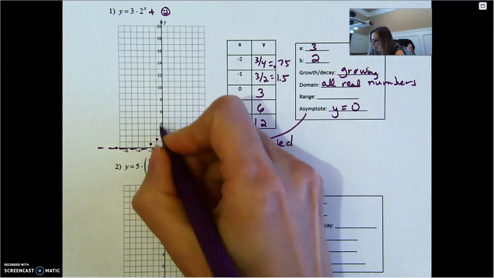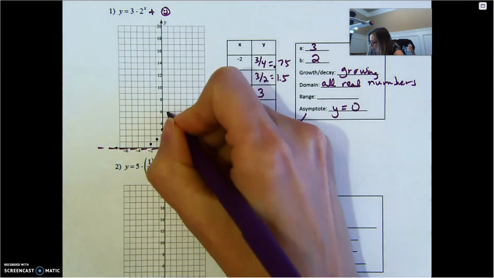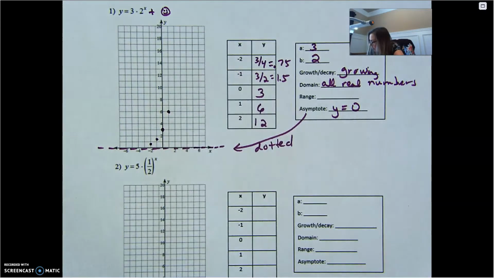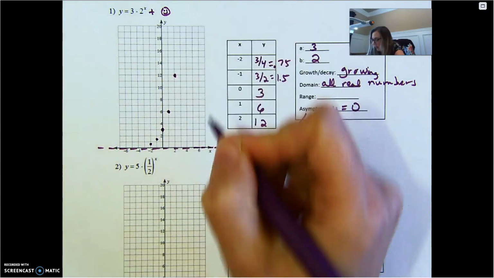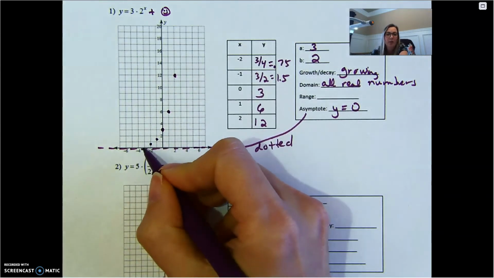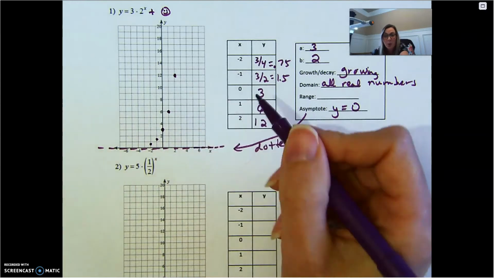0, 3. 1, 6. And 2, 12. See how fast it jumped there, right? That's exponential growth for you. It starts off real slow, right? Only one person has coronavirus, and now all of a sudden, boom, it explodes.